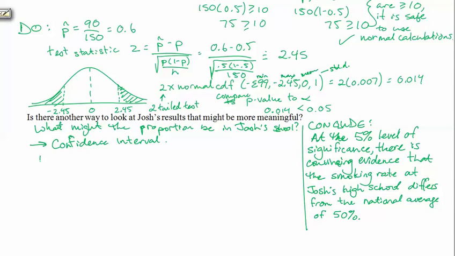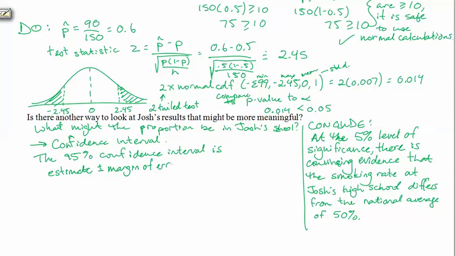So the 95% confidence interval is, remember, estimate plus or minus the margin of error. So that's going to be 0.60 plus or minus 1.96 times the square root of 0.6 times (1 minus 0.6) over 150.